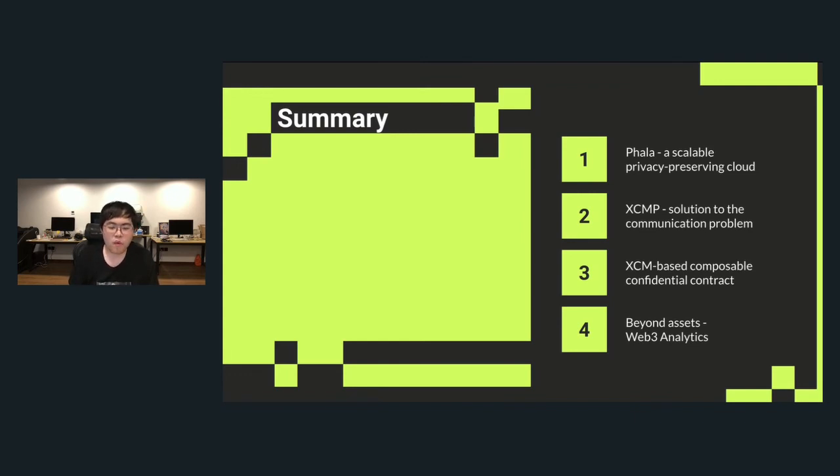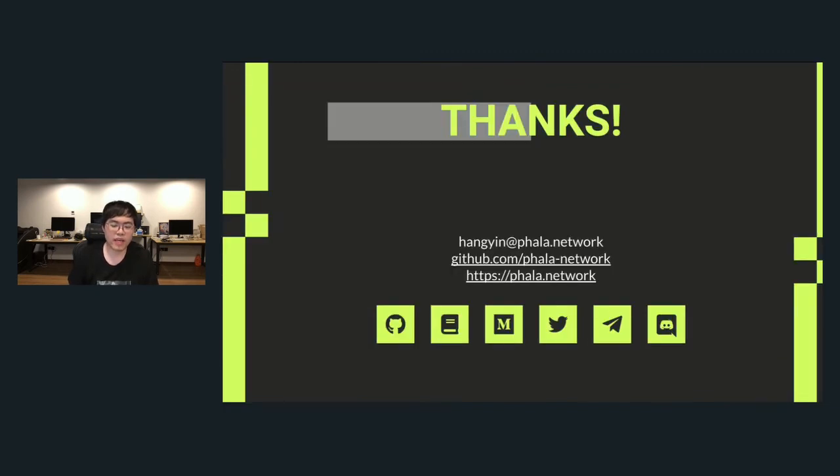And we can even make one step further. We can not only deal with the assets, but also the data, and provide a real solution to help the user get back the control of their own data from these big tech companies. So I think that is how we can make the Web3 world a better place. And that is our vision. Thanks. This is my talk about Phala and how we can use XCMP to make everything composable.